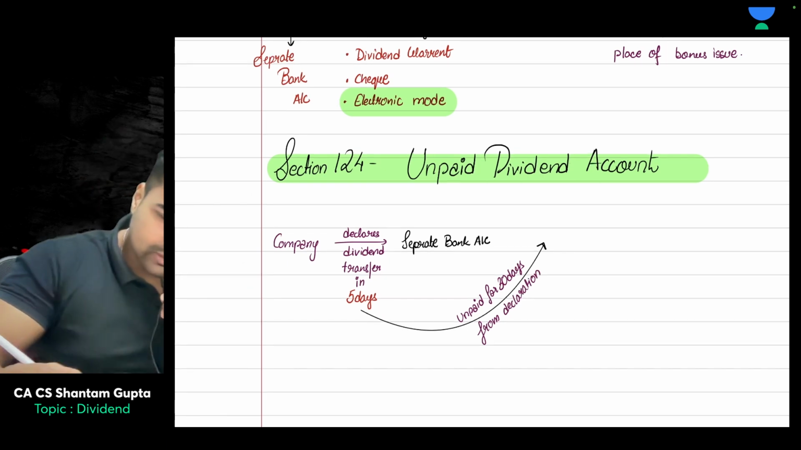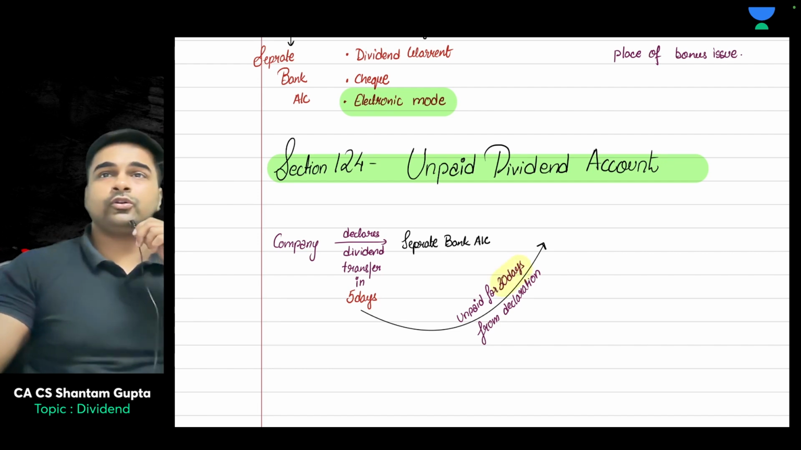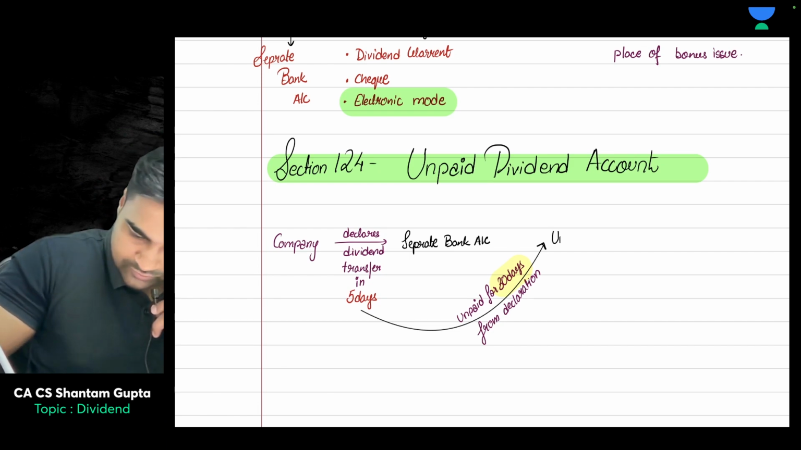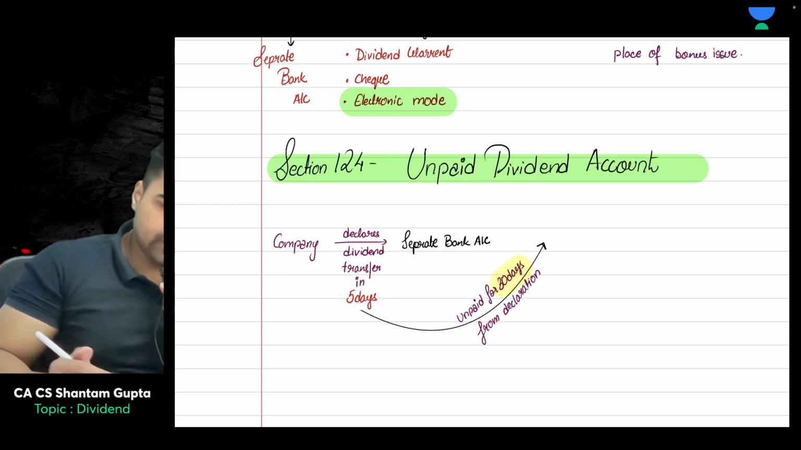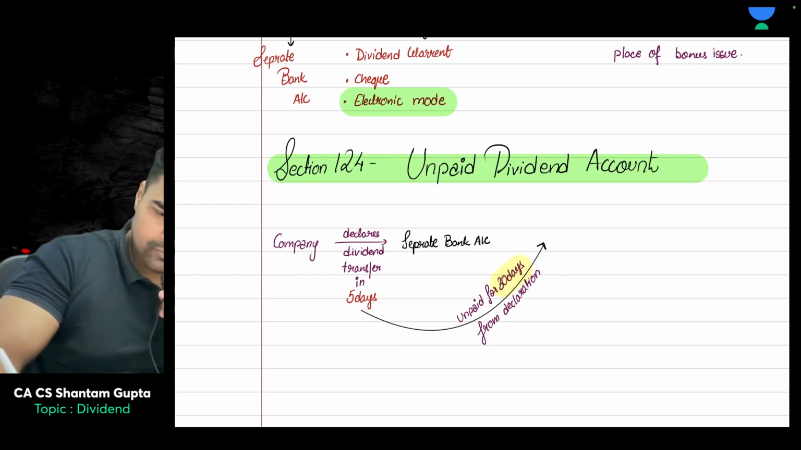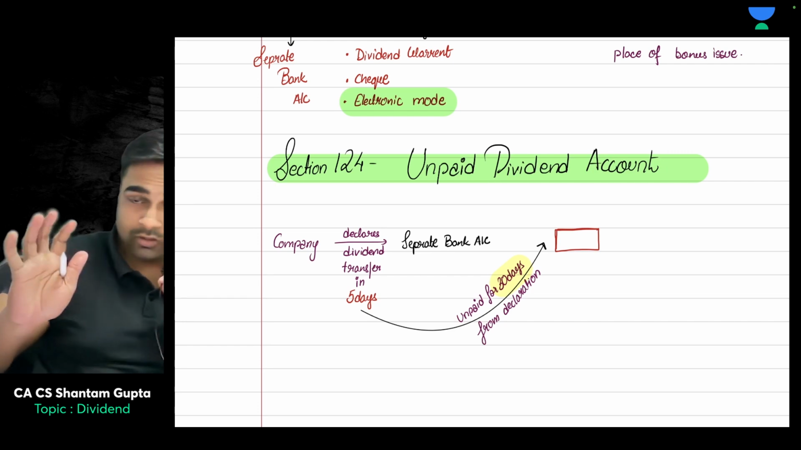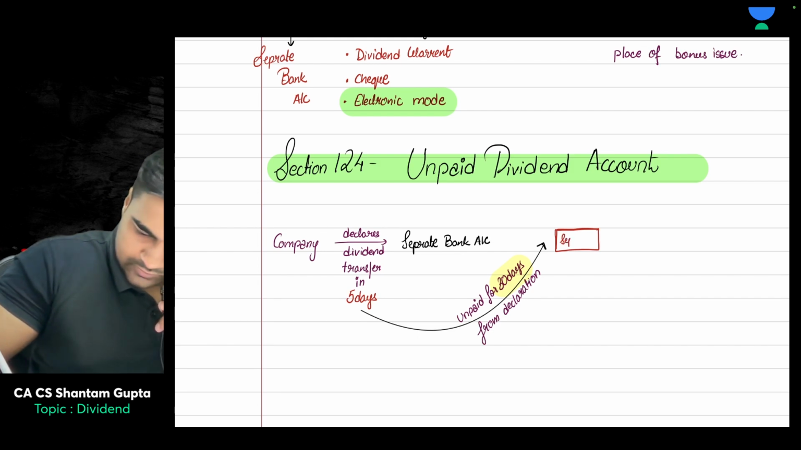30 days from what? 30 days from declaration of dividend. What you will do is transfer to the unpaid dividend account. So where is the money right now? It is in the separate bank account.